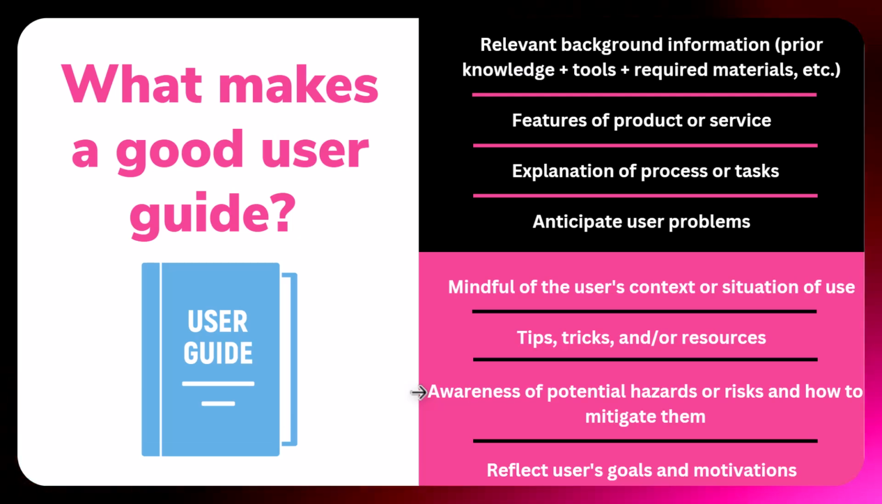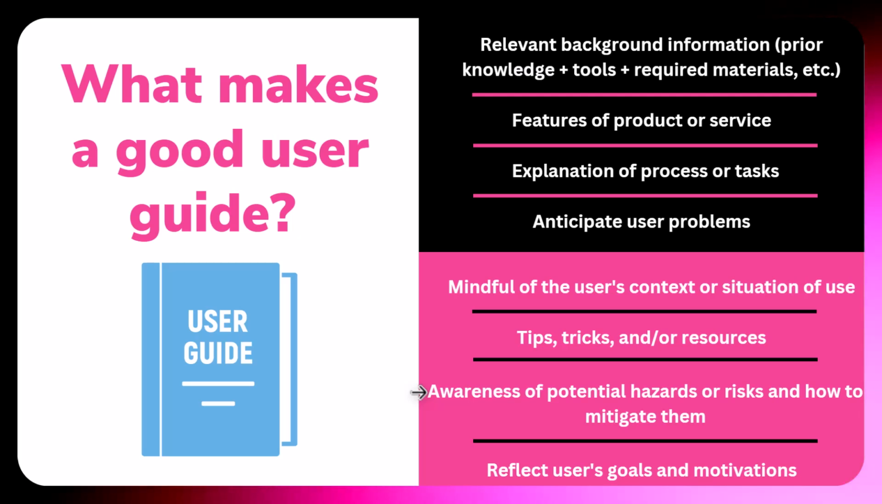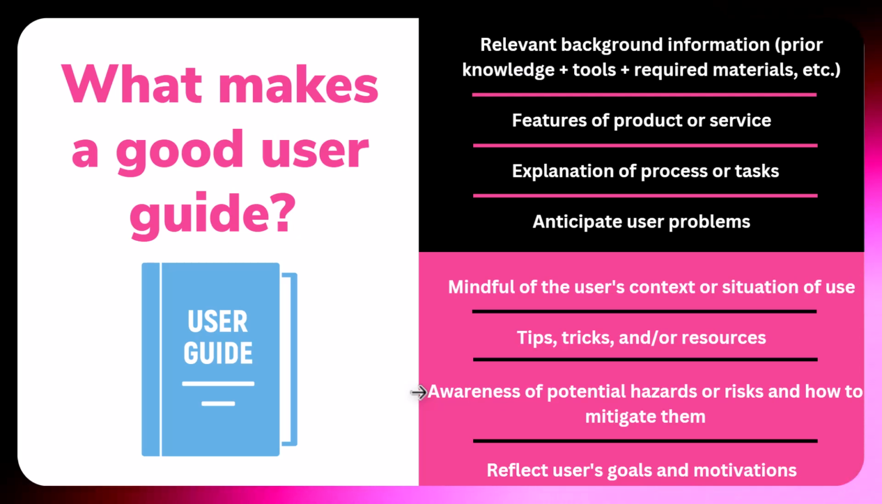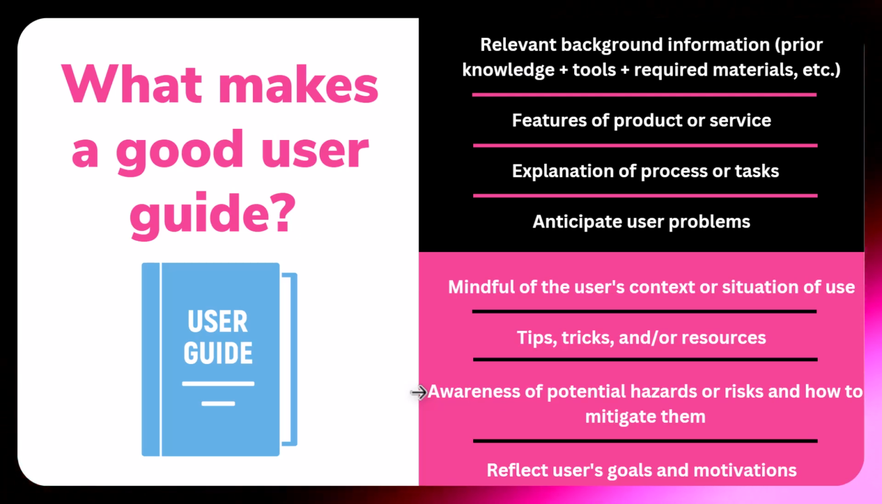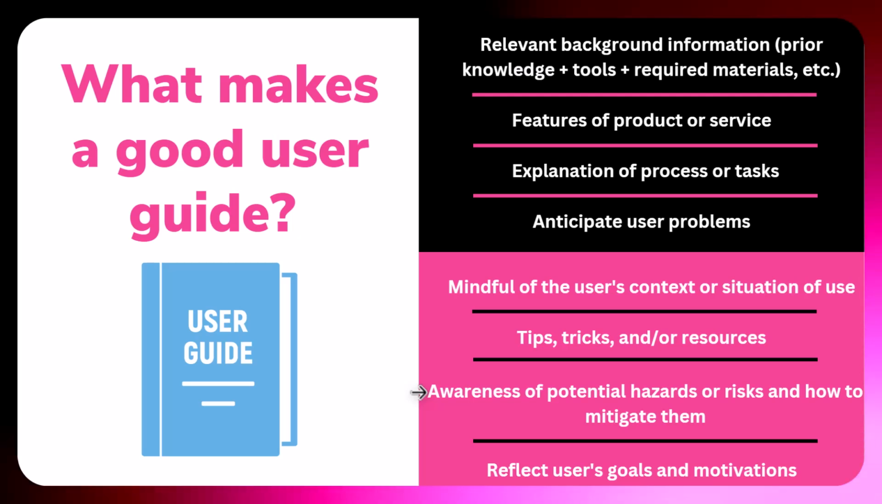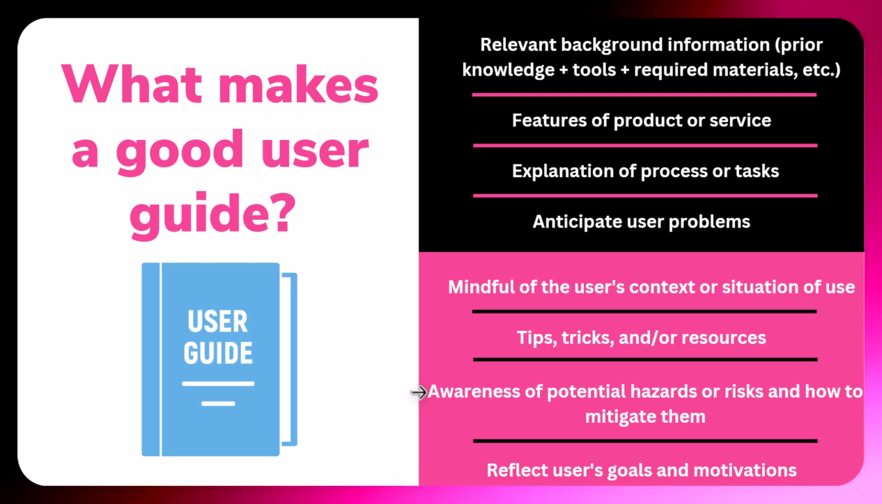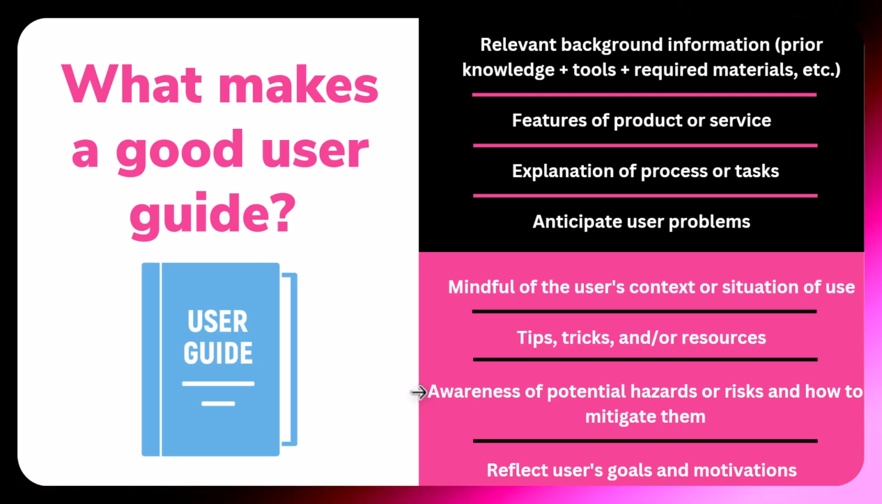So in general, these are the components that make a good user guide. But depending on the type of user guide, these can be sort of swapped in and out. So in general, we want to have some relevant background information, right? We'll take a look at what I mean by this in a minute, but we don't normally just jump in and start doing stuff, right? We need to know, what do we need to know before we even get started? What kind of skills do we need to have? What sort of tools do we need? Obviously, we want to know what the features of the product or the service even are.